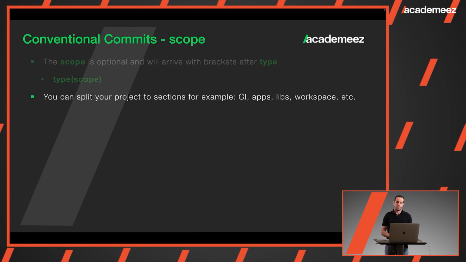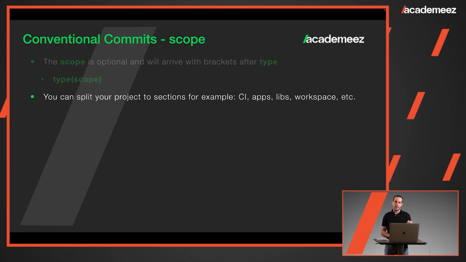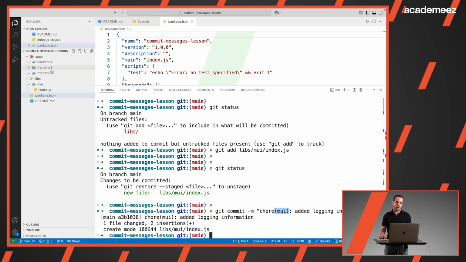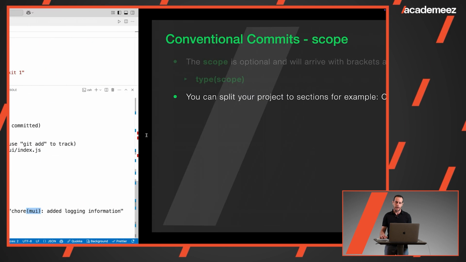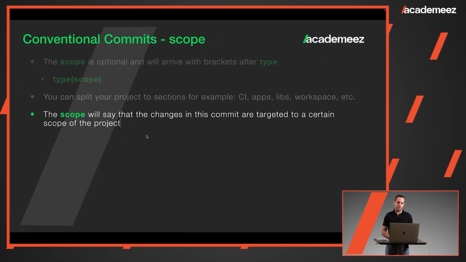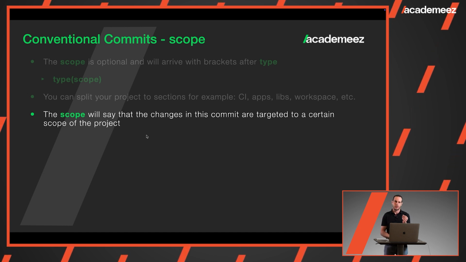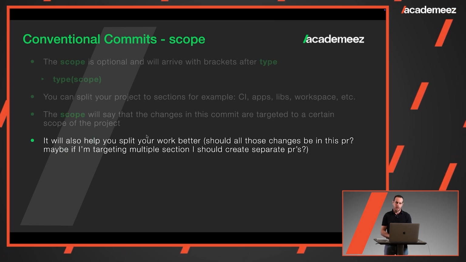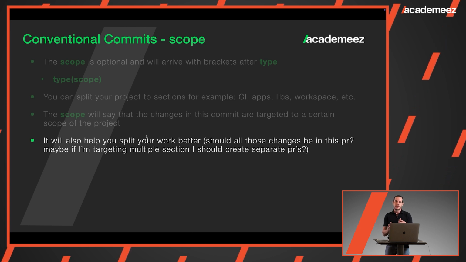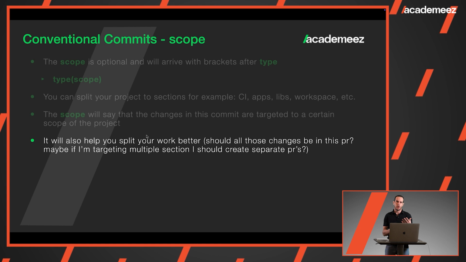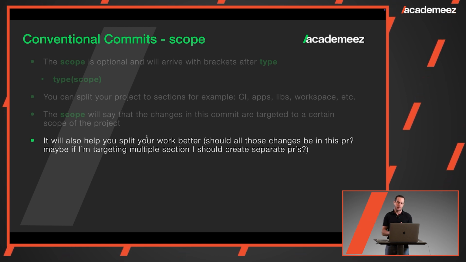You can split your project into sections, and you can also enforce those sections in your commitlint configuration. So in our case, the sections were front-end 1, front-end 2, back-end 1, and MUI. But in each app, the sections are different, right? So the scope will say that the changes in this commit are targeted to a certain section. And it will also help you split your work better. Like we said about the planning, it makes you rethink the planning. If I'm touching a lot of scopes, maybe this PR is too big and maybe I should split it into smaller PRs.